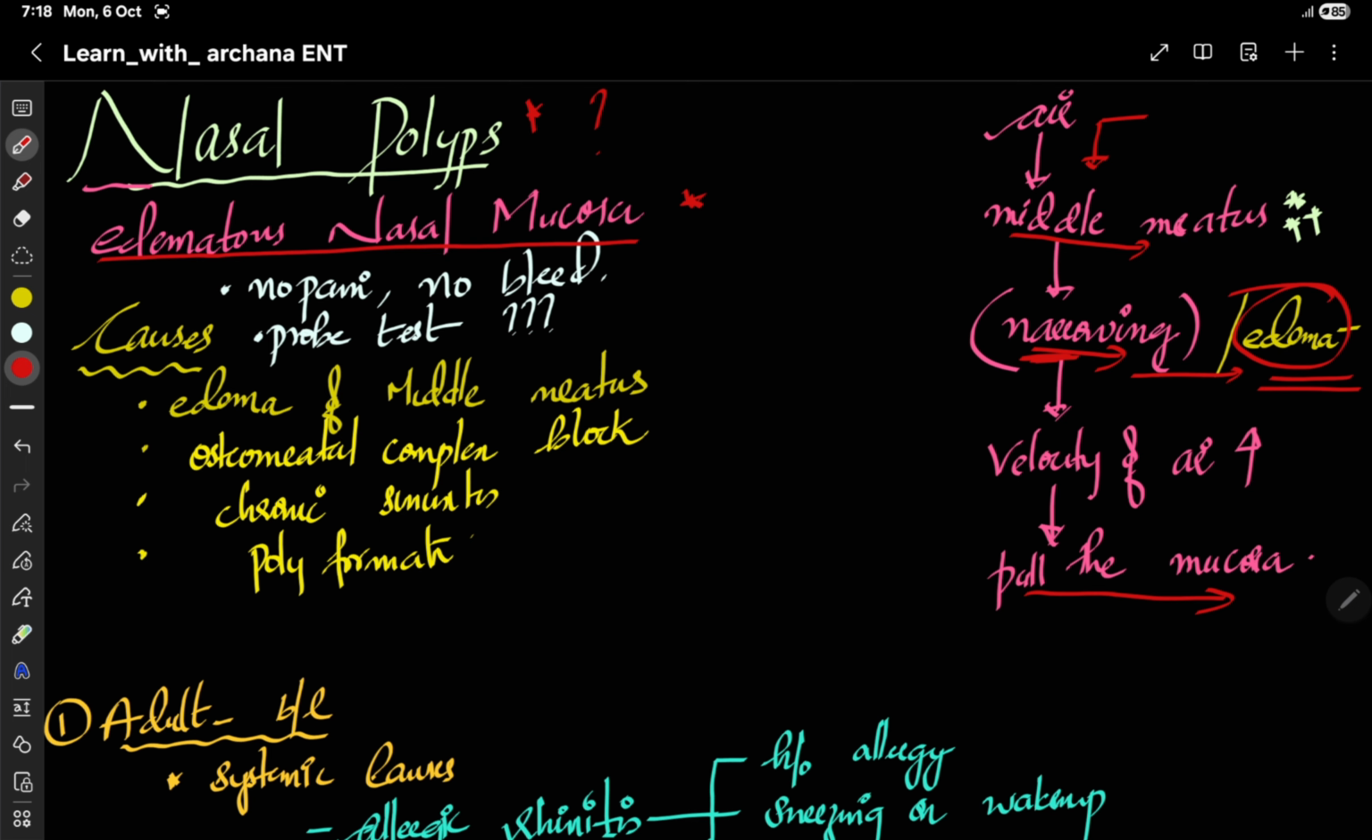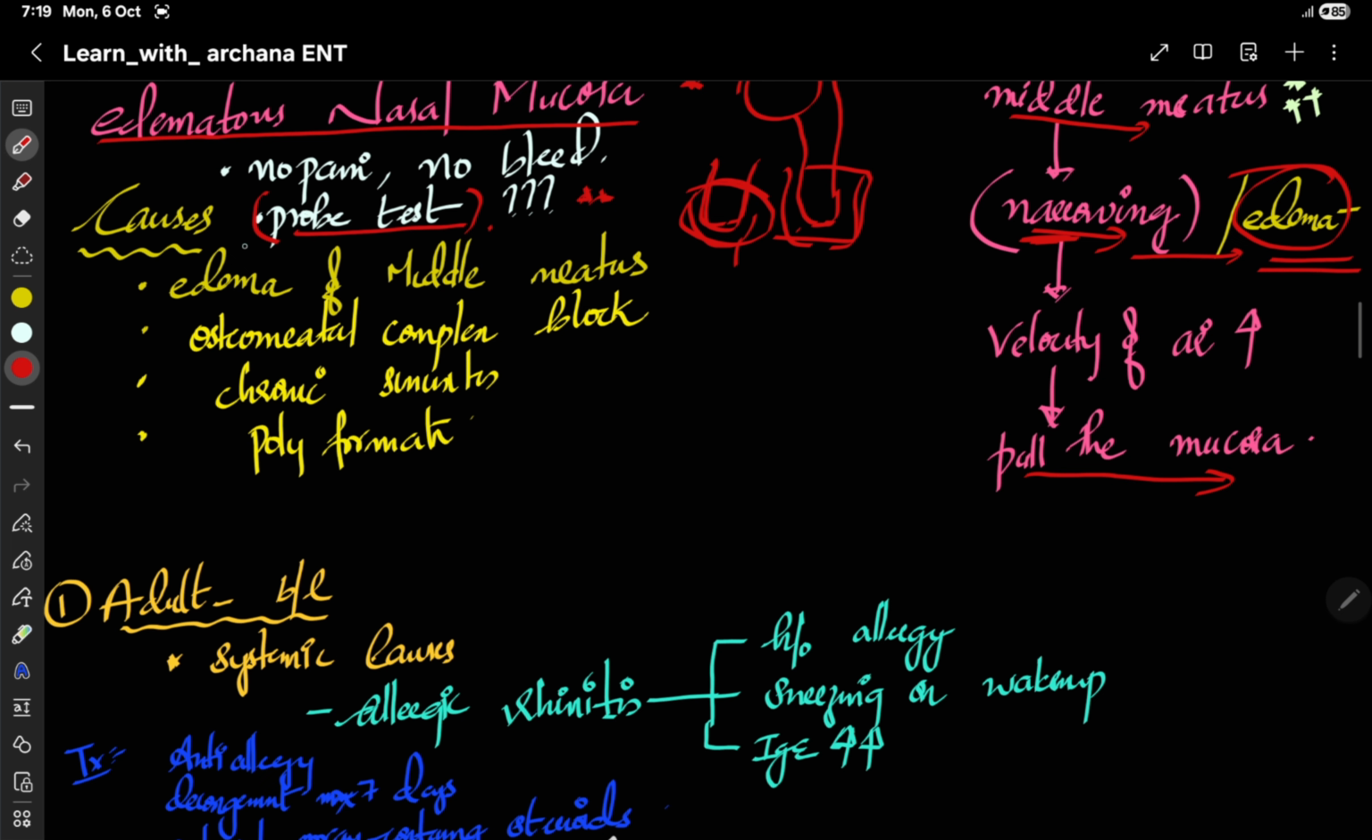Okay, do you think it is a painful condition? No, it is not. Does it bleed? No, it doesn't. Okay, what is called the probe test then? Probe test is when we pass a probe. This is the nasal polyp, and when we pass a probe, it can go around this nasal polyp freely because nasal polyps are structures which are formed from somewhere else and hanging down. Okay, so a probe can pass easily. That is called the probe test. I just mentioned it.